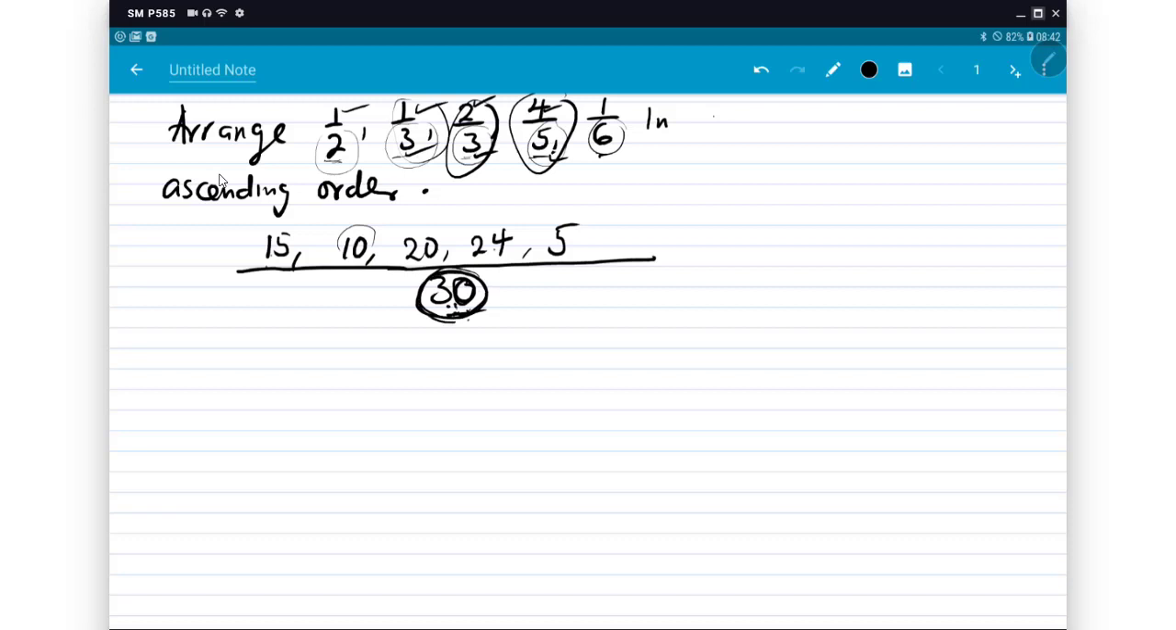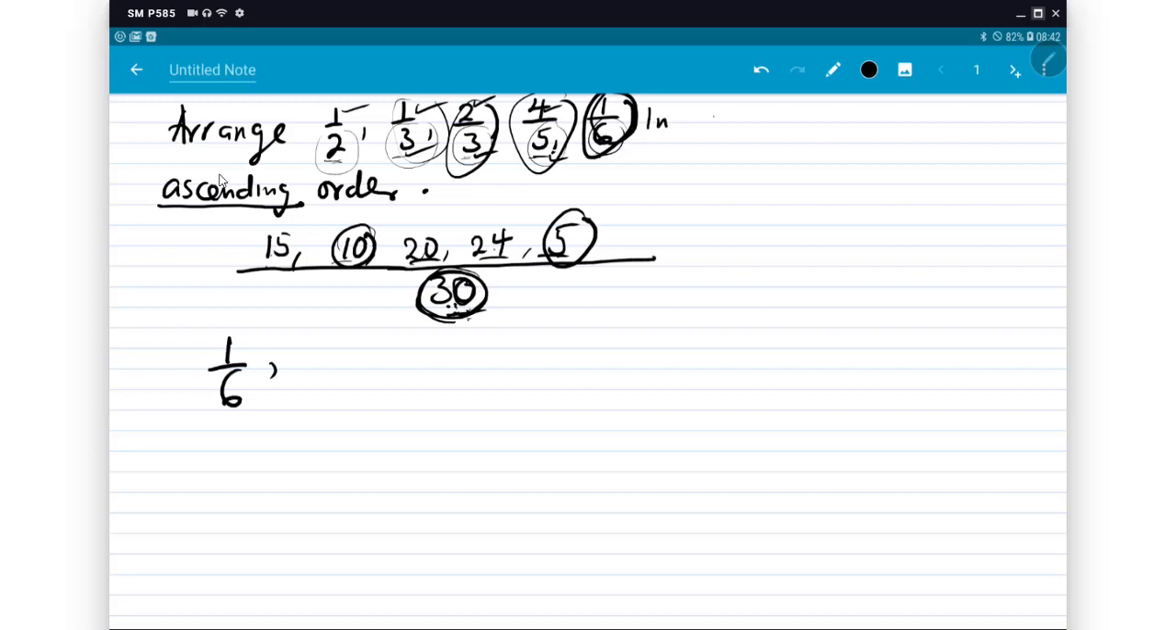Now, I can compare their numerators. And remember, when you have the same denominator, the higher the numerator, the higher the fraction, or the smaller the numerator, the smaller the fraction. So here, the smallest numerator is 5. And that is 1 over 6. That means 1 over 6 is the smallest. Remember, we are arranging in ascending order. That's from the lowest to the highest.